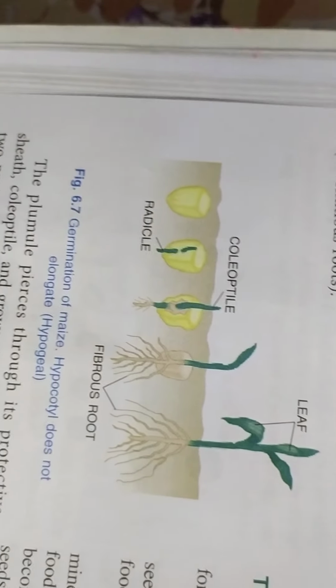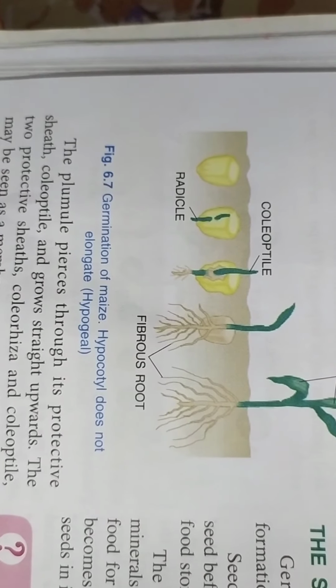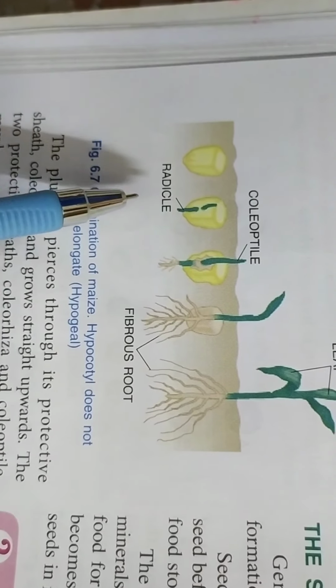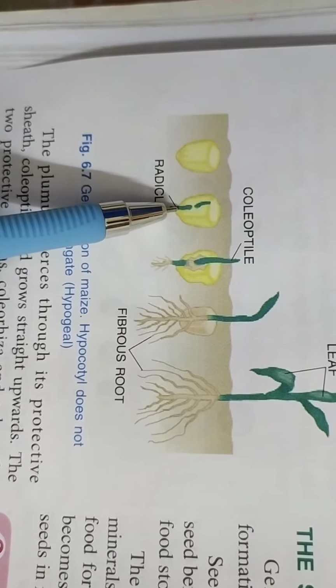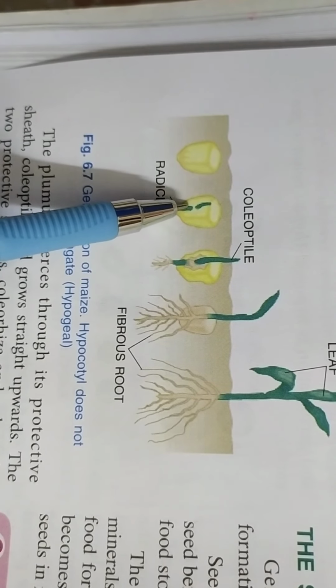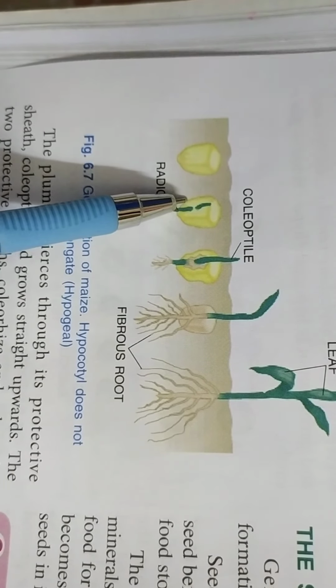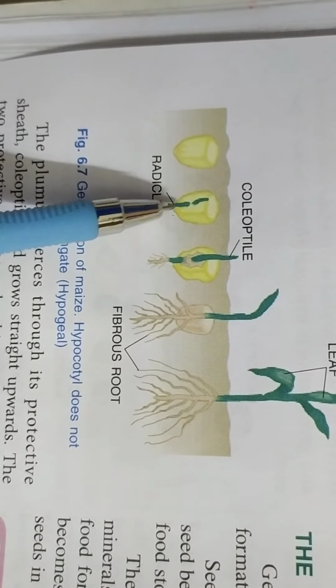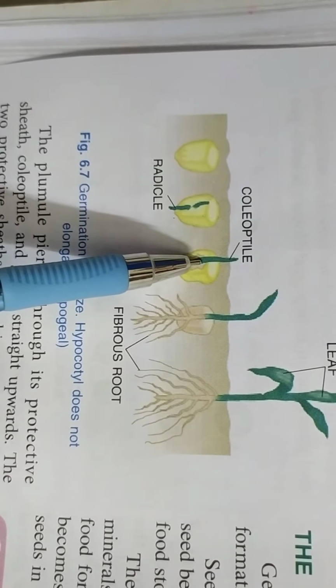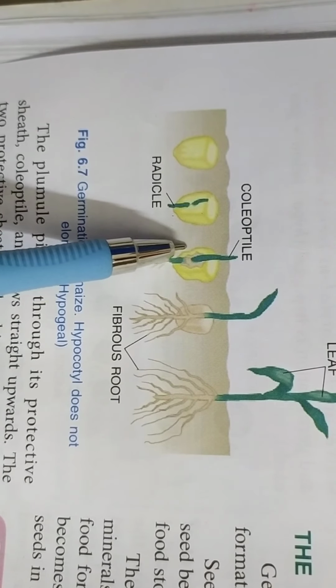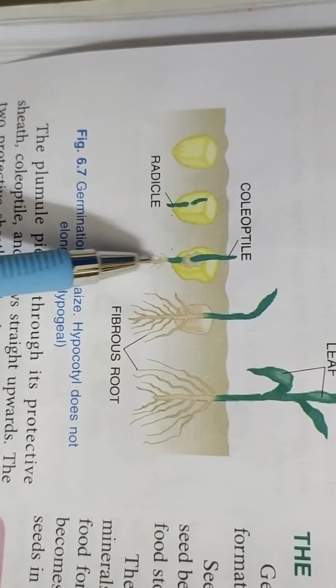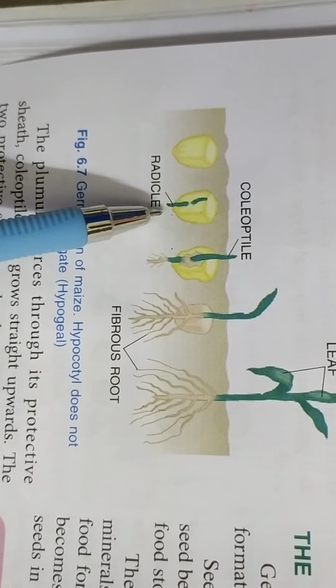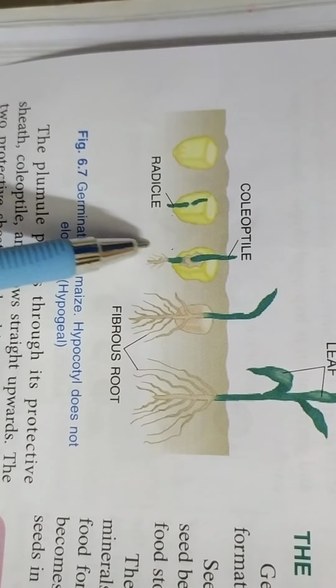Another example they have shown is germination in maize grain. In maize grain also, you know that the radicle is protected by coleorhiza, and the plumule is protected by coleoptile. The radicle emerges out and the plumule also emerges out after breaking the covering sheaths, coleorhiza and coleoptile, and then this radicle soon goes off.